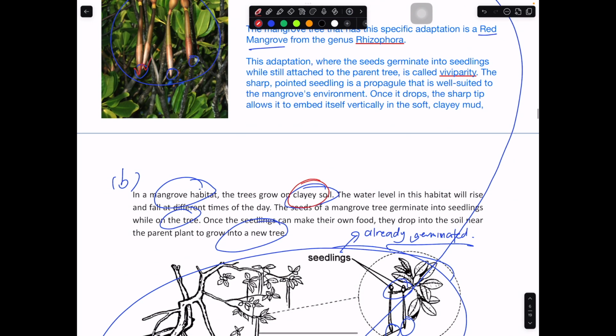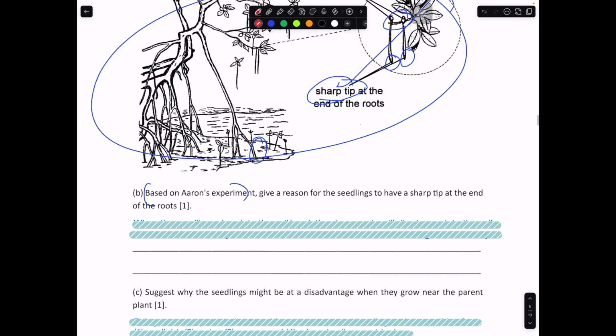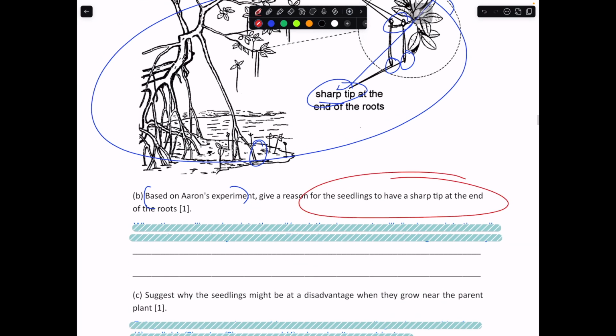from washing away by the water in this habitat, because the water will rise and fall. So the water current will come in and out. If they don't pierce deep enough, they will get washed off by the water very easily. So can you see this adaptation is to help them to do what? Help them to perform the function of roots very effectively.